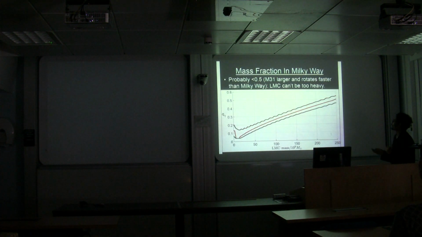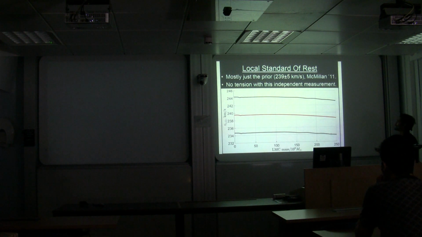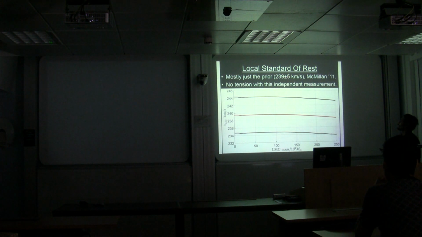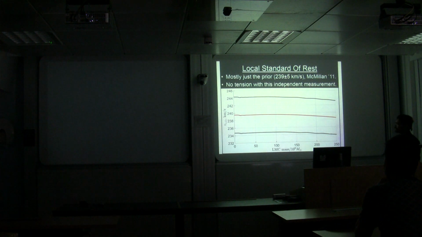So the fraction of the Milky Way is like this. We think it's less than 0.5 because Andromeda is larger and spinning faster. So we don't want LMC masses beyond that. And the local standard of rest is the circular velocity in the Milky Way disk at the sun's position, which independently is constrained like here. We allowed it to vary a little bit, but there's no tension with that measurement. So there's no tension with these measurements. No good reason to change that at all, in fact.